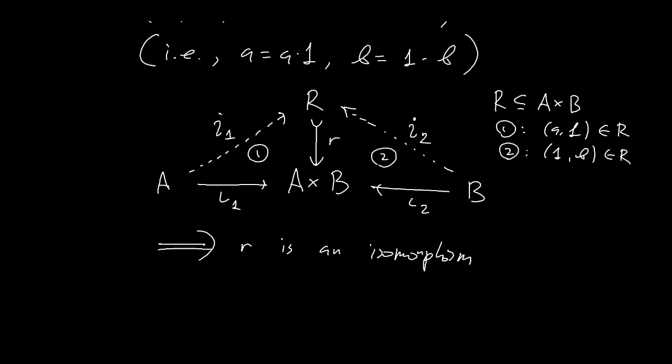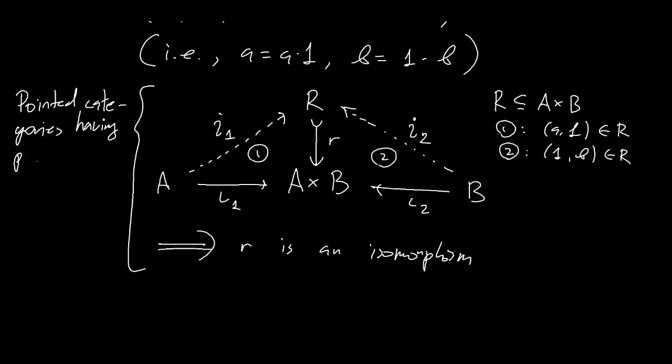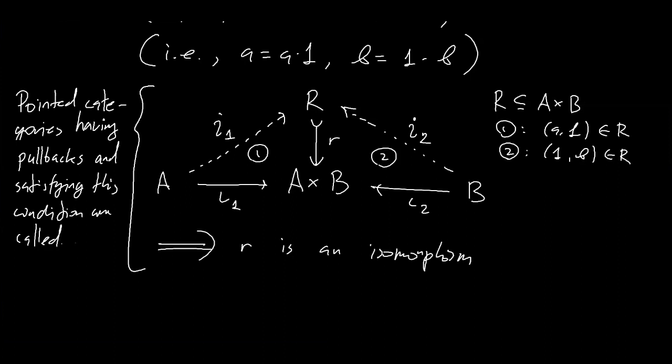So let's call this property something. In fact, there is already a name for this. Pointed categories having finite limits, which means having binary products and pullbacks. When the category is pointed, when it has a terminal object, to say that it has pullbacks actually is sufficient to conclude everything else, which is the same as to say that it has limits of diagrams that are finite. Pointed categories having pullbacks and satisfying this condition are called unital.